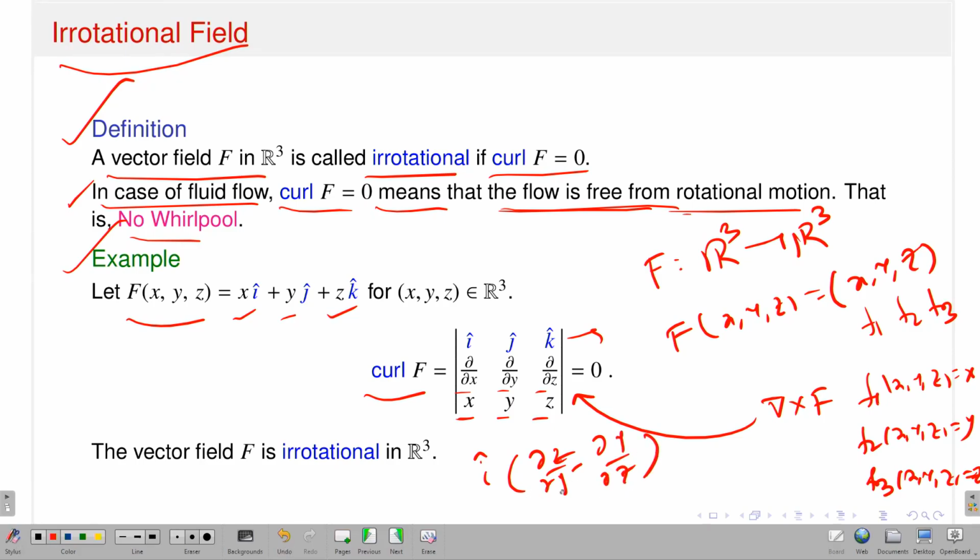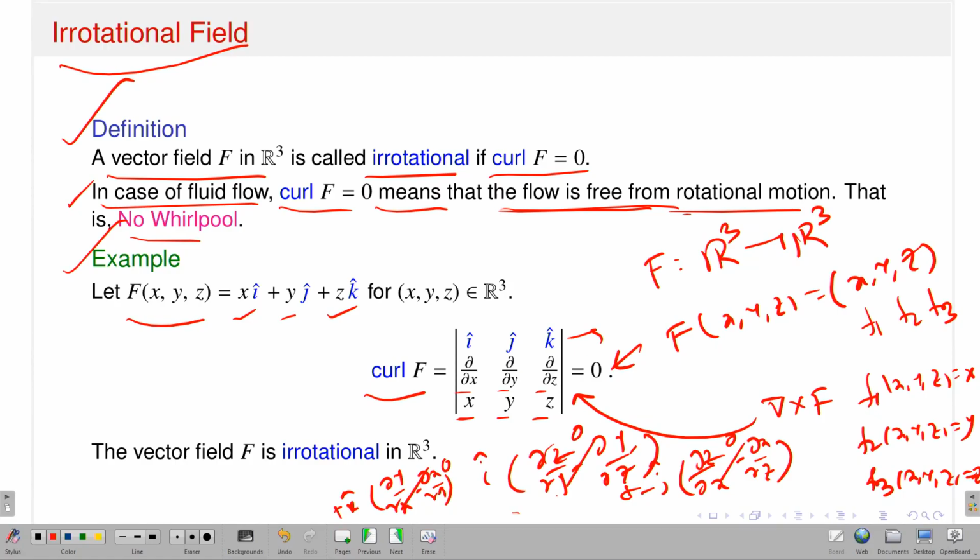Which is 0, because I am taking the derivative with respect to the y variable of z. So, that means this is 0, that is also 0. So, therefore, this is 0 plus or minus j cap. What will happen? del z del x minus del x del z, that is also 0, and plus k cap. What is del x del y del x minus del x del y? So, all of them are equal to 0. So, this is 0, this is 0, this is 0. So, therefore, the curl is 0.